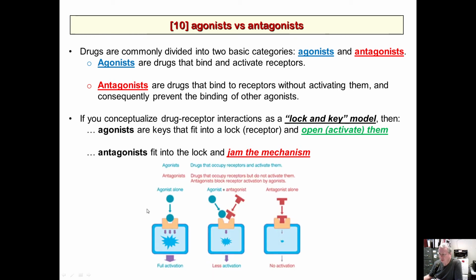This shows it graphically. Agonists occupy a receptor and activate it, so it binds and activates it, right? If you mix an agonist and an antagonist, it still gets activated, but it's less so. A full antagonist response will just completely shut down the receptor and the response.